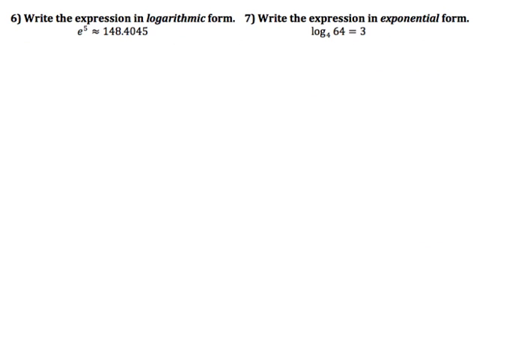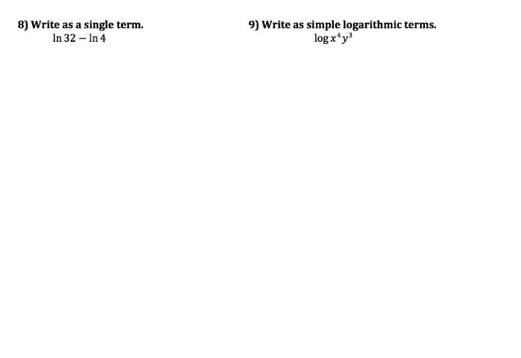Next thing we're going to take a look at is just putting things in logarithmic and exponential form. So there's my base, so I'm going to use natural log of 148.4045 is approximately 5. So this is just converting from our exponential into logarithmic. This one will go from logarithmic into exponential. So our base is 4 to the 3rd equals 64. Okay, so those ones are hopefully quick, easy, just conversion ones.